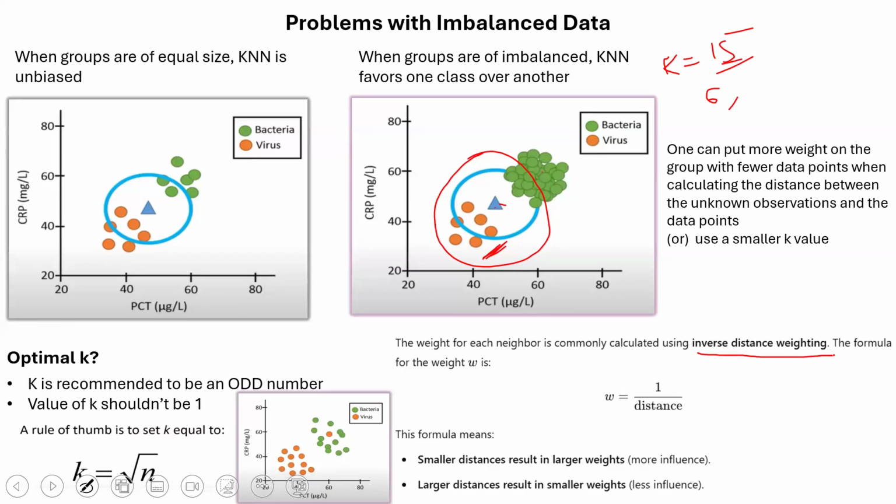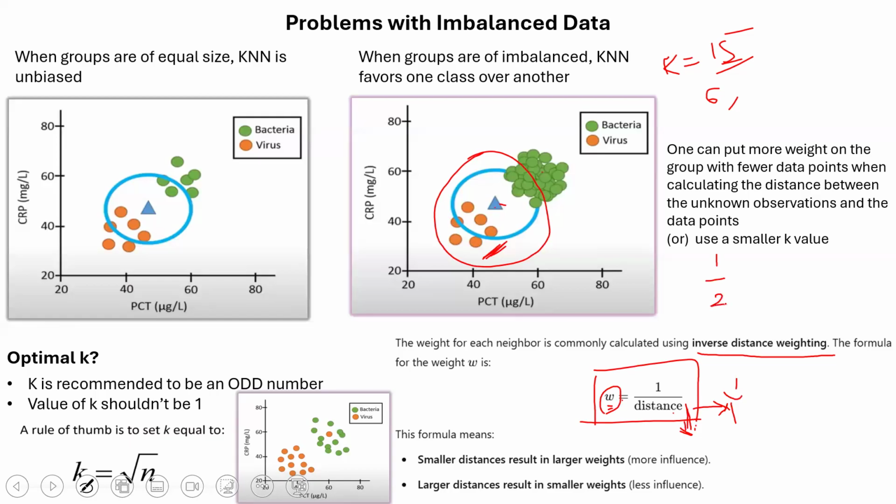So when you calculate the weight of each data point as inverse to its distance, what happens? Weight and distance are inversely proportional, right? When the distance decreases, weight increases. When the distance increases, weight decreases. So just take the value of it.